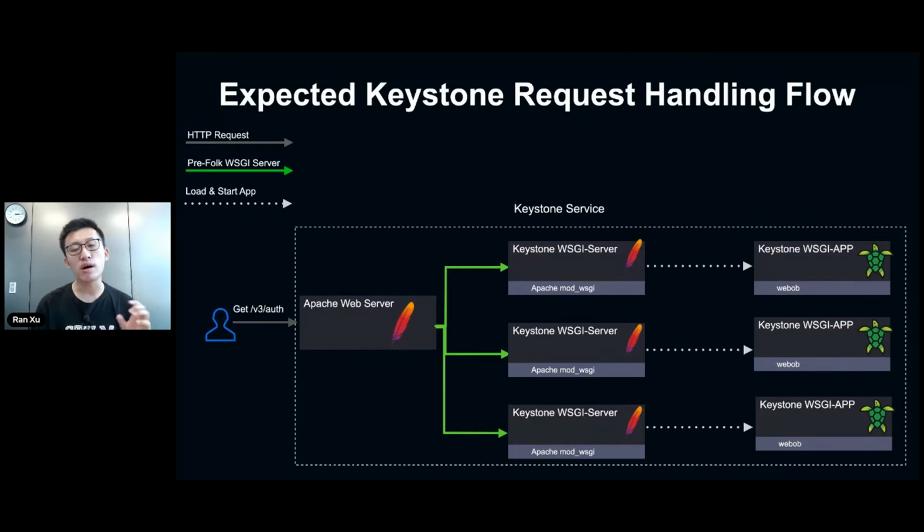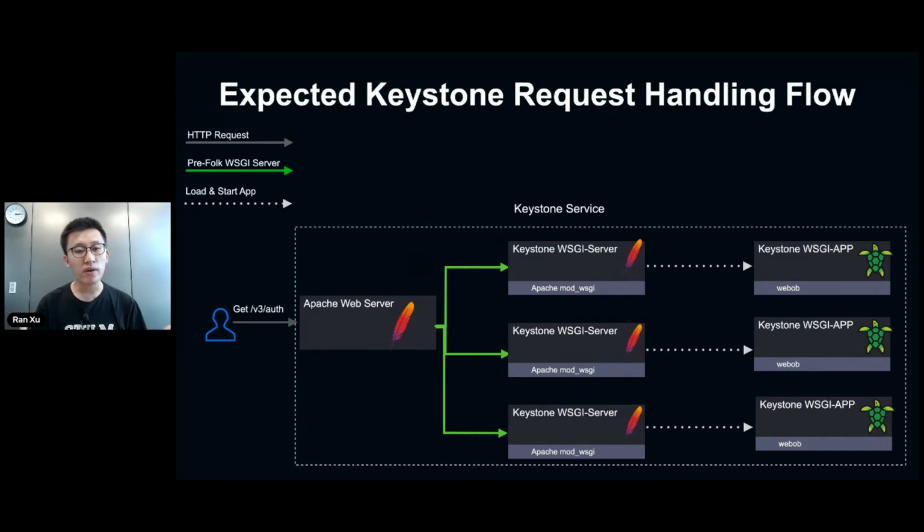Each worker runs the Keystone WSGI server that is implemented by Apache using the mod_wsgi library. The third part is the Keystone WSGI applications. Each Keystone WSGI server will run a Keystone WSGI application. The Keystone uses the WebOb package to make the Keystone business logic able to be exposed as a WSGI application.